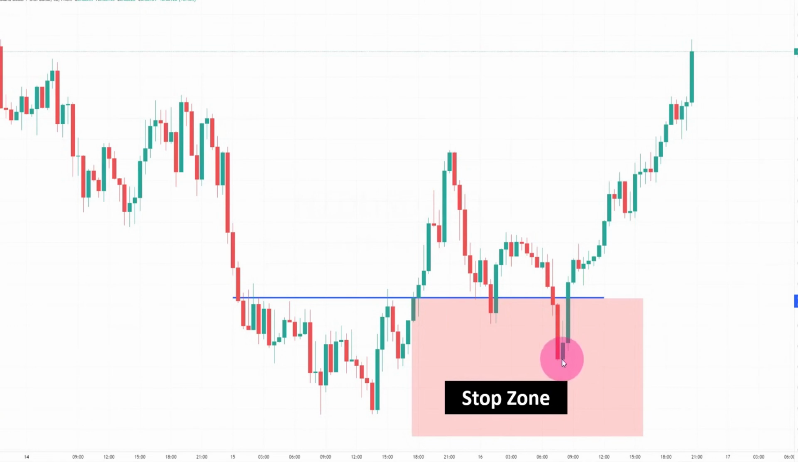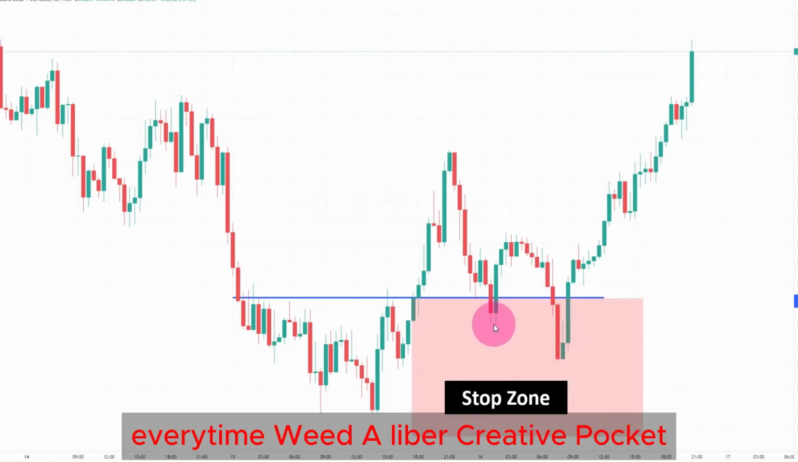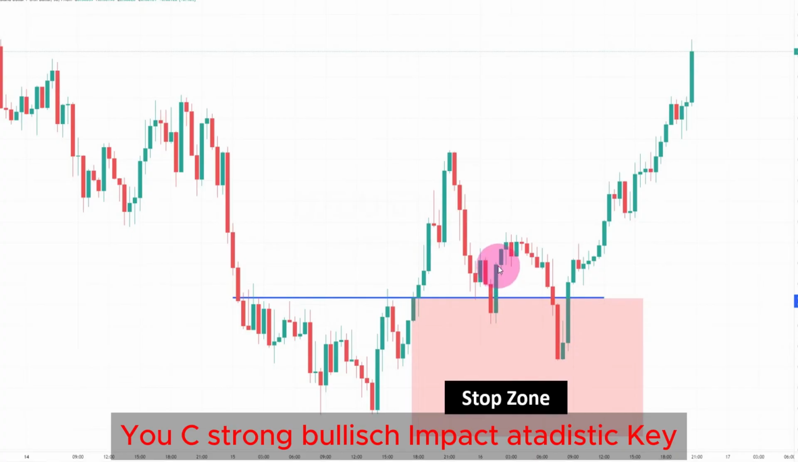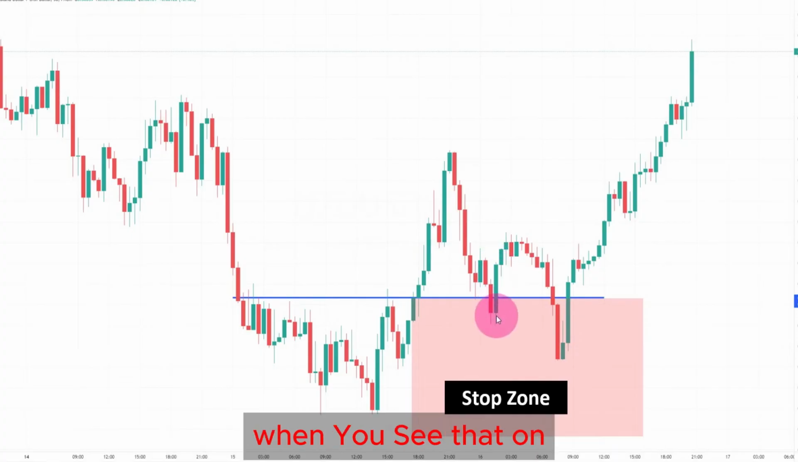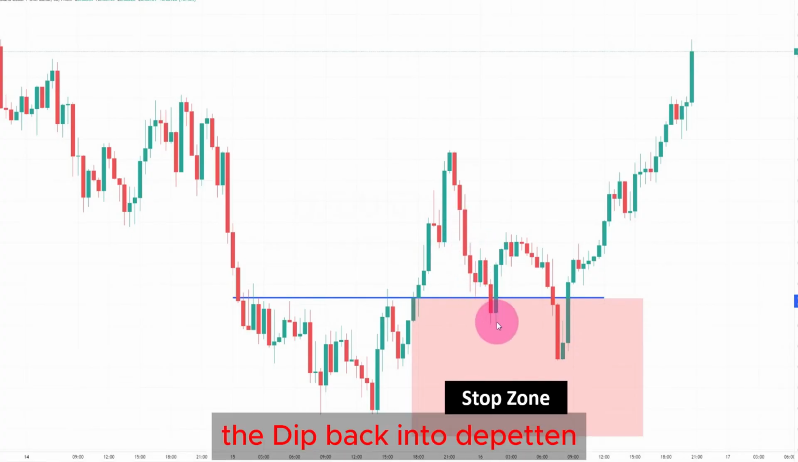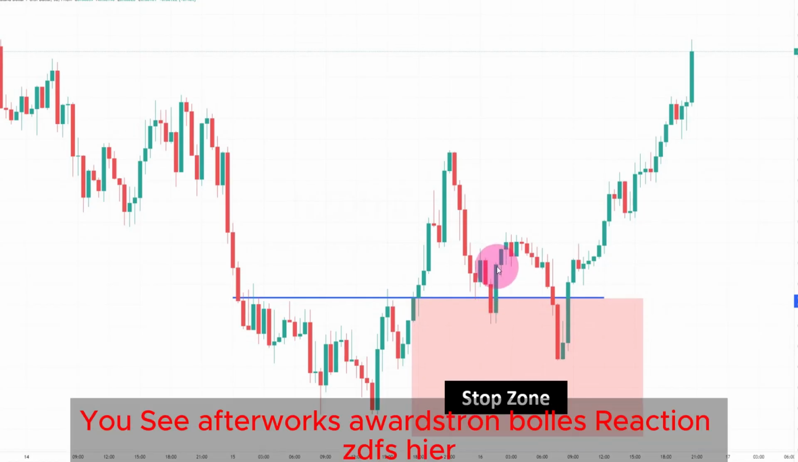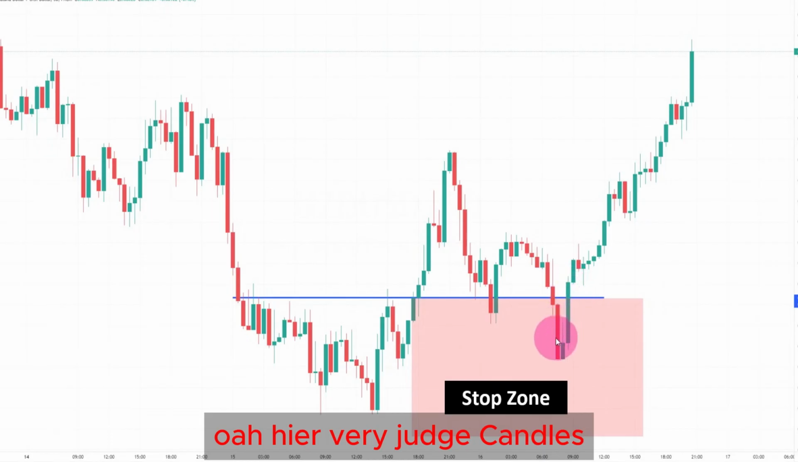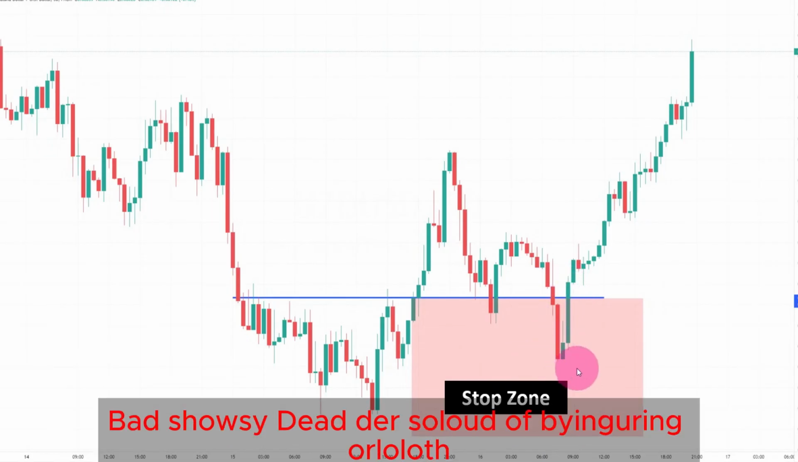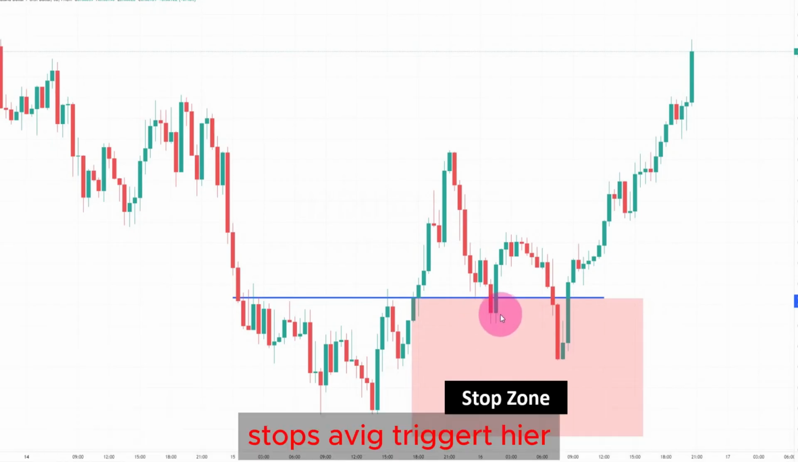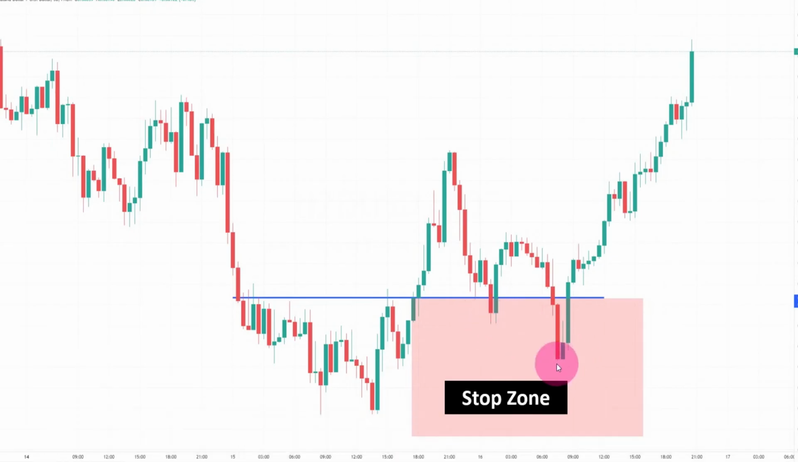And then once we found the liquidity pockets around here, you can see how fast the market is retracing. Every time we hit a liquidity pocket, you see strong bullish impact. And that is the key. When you see that on the dip back into the pattern, you see afterwards a very strong bullish reaction, such as here or here, very huge candles. That shows you that there's a lot of buying going on. A lot of stops are being triggered here. And also probably a lot of people are going to get into the trade.